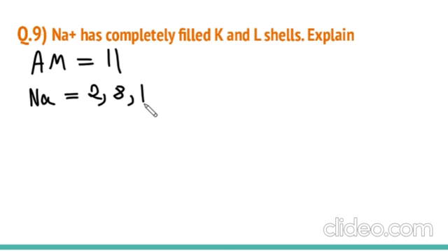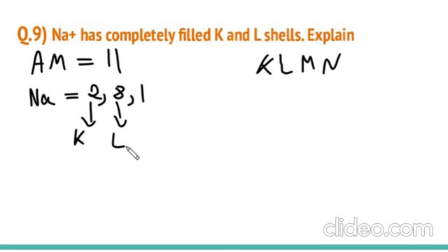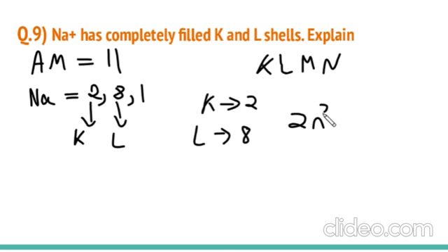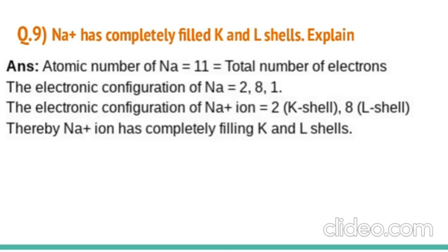Now, the electronic configuration of the Na ion. We have the four shells K, L, M, and N. This 2 is for K, this 8 is for L. For K there can only be 2, for L there can be 8, and so on with the formula of 2n square. We understood that. Here also K is 2 only, L is 8 only, so K and L shells are full. So here I have explained it more properly.